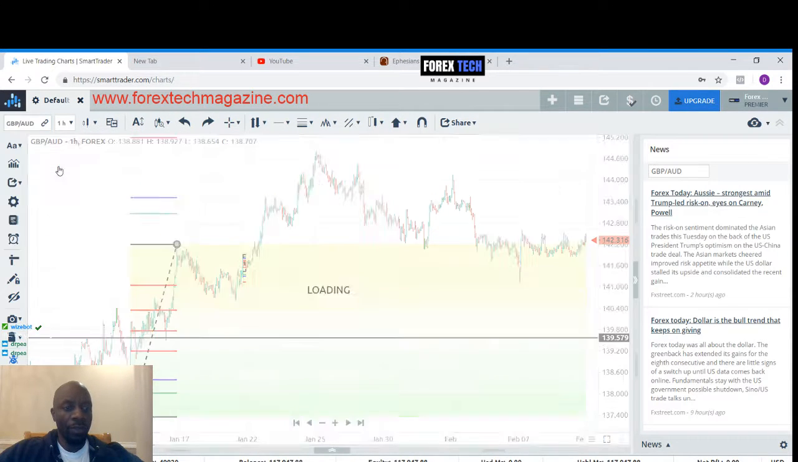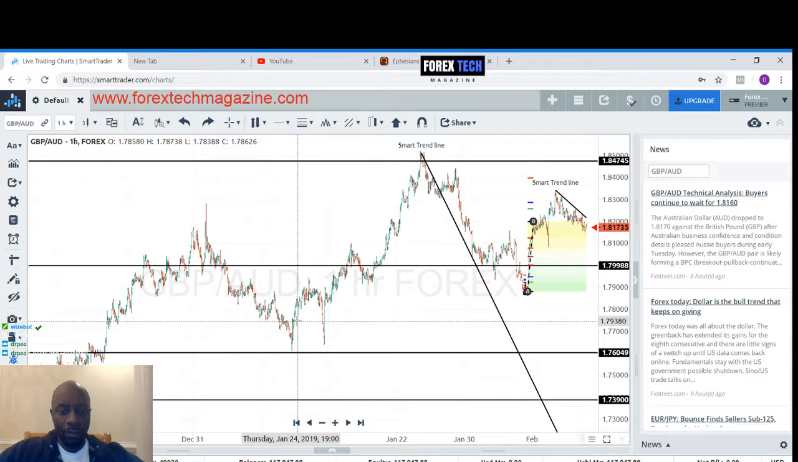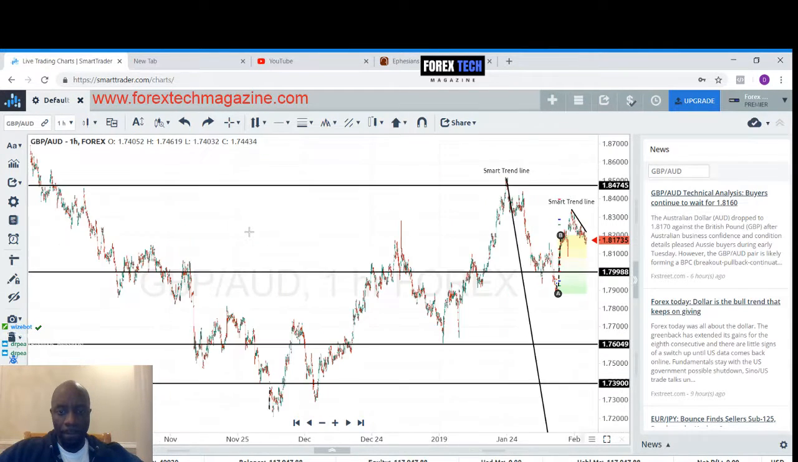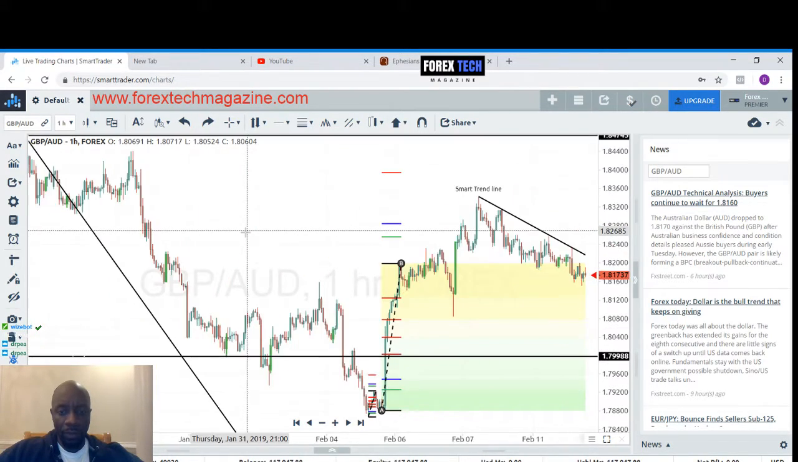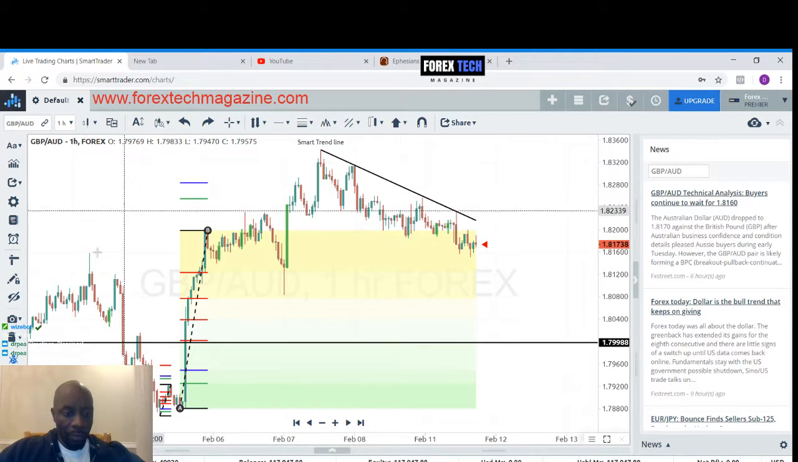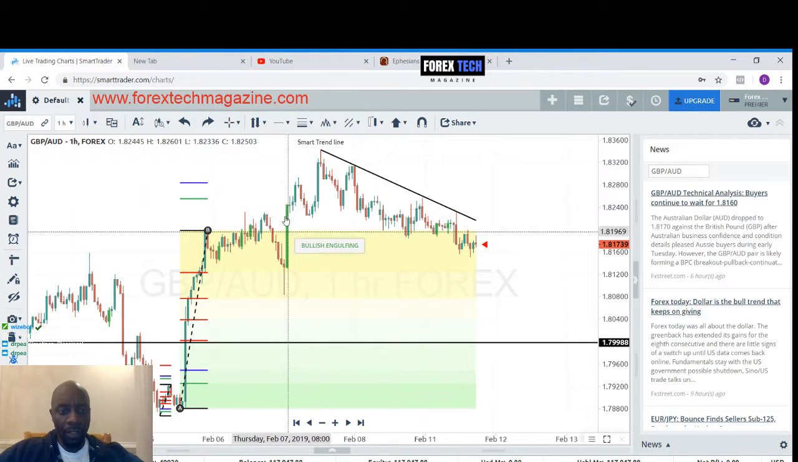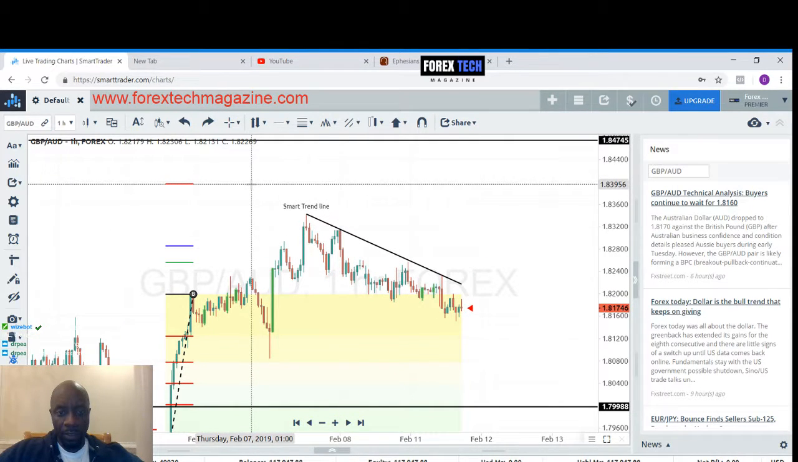All right, so next one is the Great Britain Pound, Japanese Yen. Same thing here. First fib pattern, second fib pattern, A, B, C in the red. Push out to that D extension.